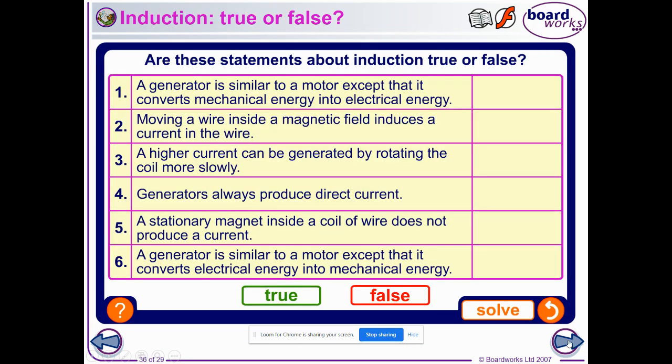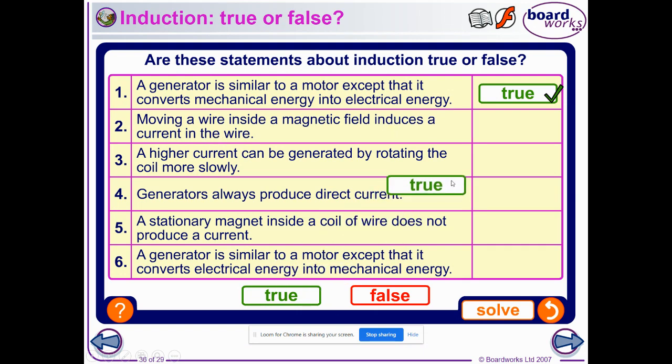Next one. True or false: the generator is similar to a motor except that it converts mechanical energy into electrical energy. True. It's exactly the same as a motor, but in reverse. A motor converts electrical energy into mechanical energy, but a generator converts mechanical energy into electrical energy. So the answer is true. Moving a wire inside a magnetic field will induce a current in the wire.